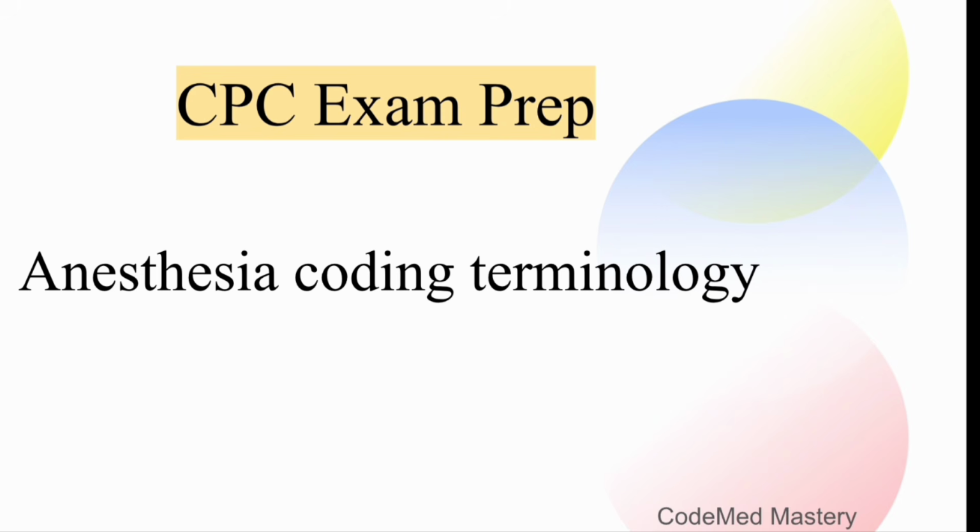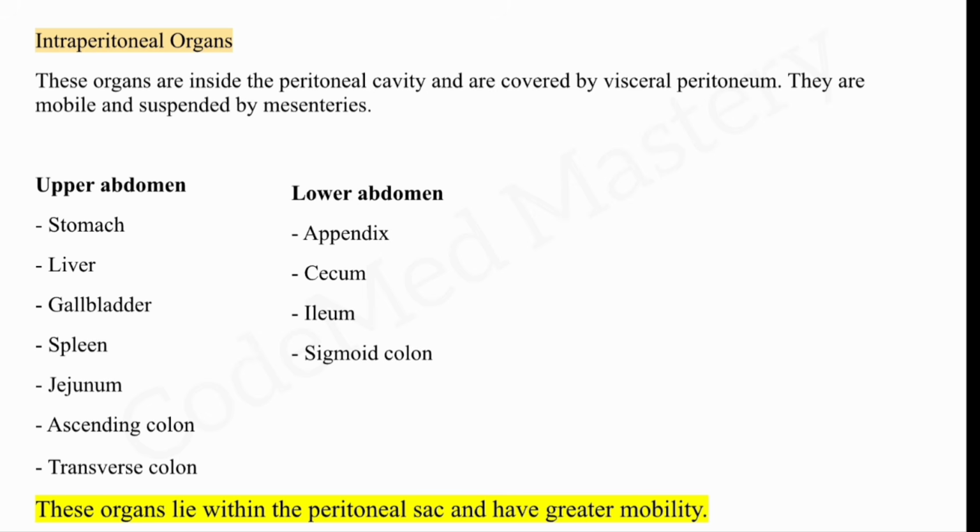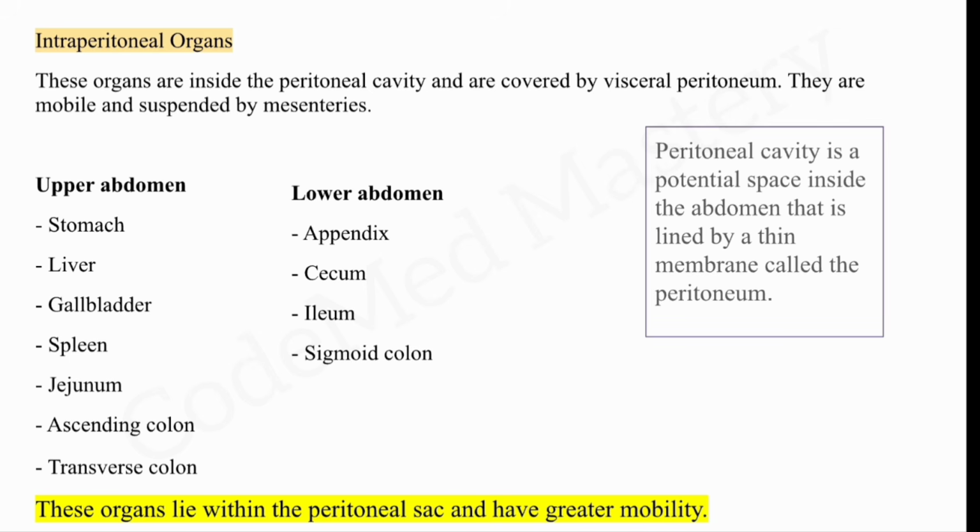Let's start. First, let us learn what are intraperitoneal and extraperitoneal organs. Intraperitoneal organs are inside the peritoneal cavity and are covered by visceral peritoneum. The peritoneal cavity is a potential space inside the abdomen that is lined by a thin membrane called peritoneum. So intraperitoneal organs are within the peritoneal cavity and they have greater mobility.